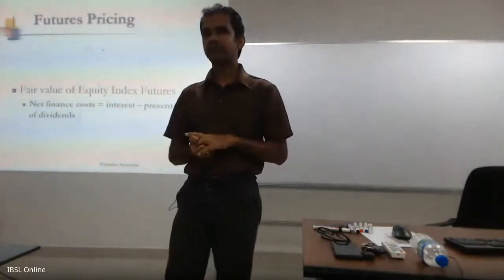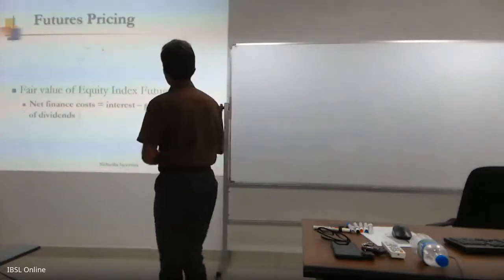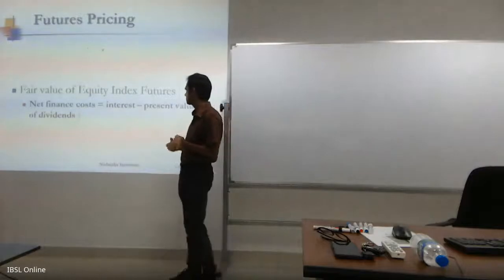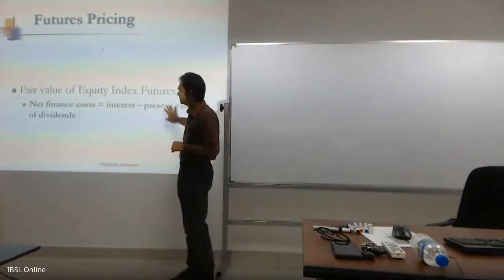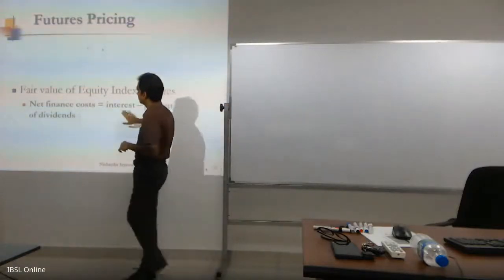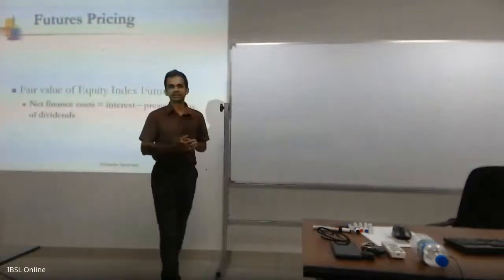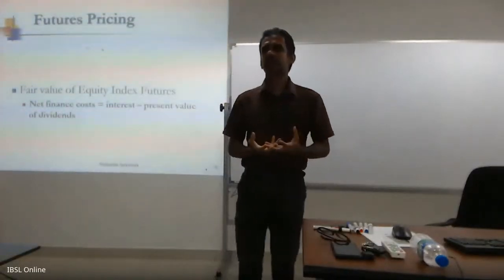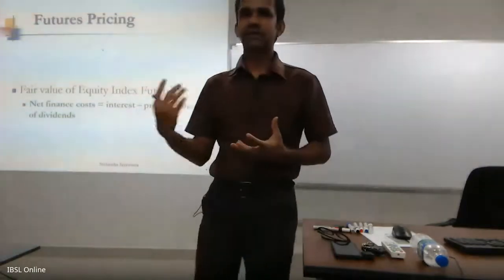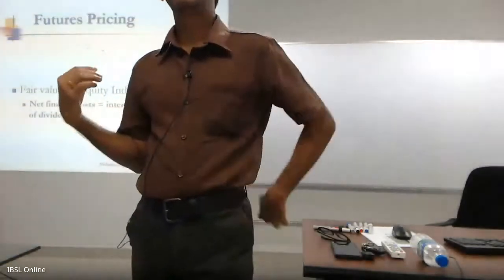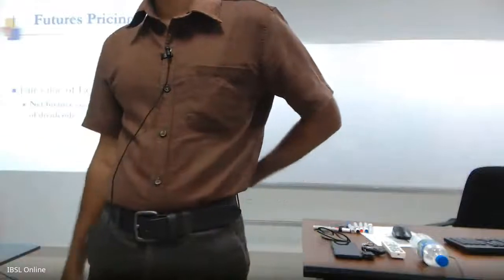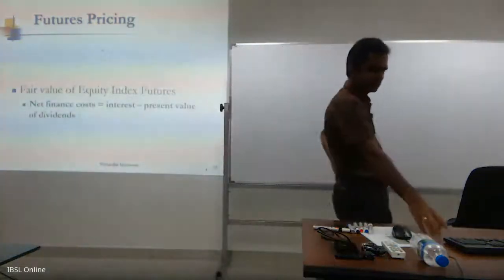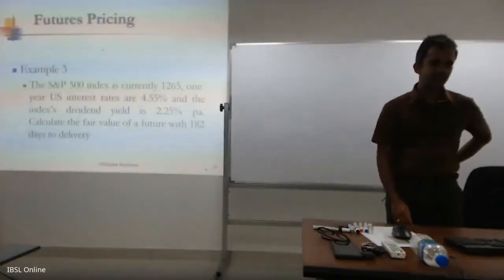In equity indexes, when there are dividends or cash payments as a benefit, this is how you calculate the net finance cost: whatever interest you forgo when you buy that asset, minus the present value of the dividends that you are going to receive. I think the next one is an example of that.